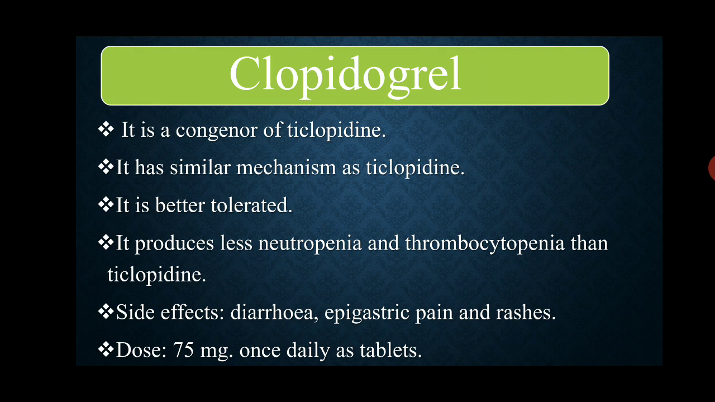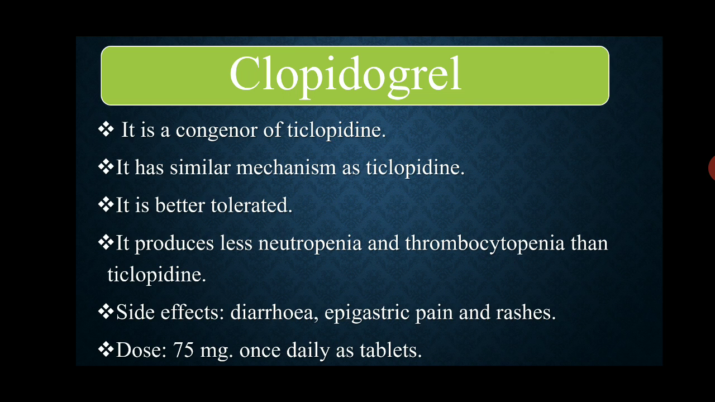Then the second last drug, clopidogrel. Clopidogrel is a congener of ticlopidine. Ticlopidine is used as an antiplatelet agent, a new synthetic antiplatelet agent, which inhibits platelet aggregation, platelet deposition, and platelet release reaction. Clopidogrel has a similar mechanism to ticlopidine.